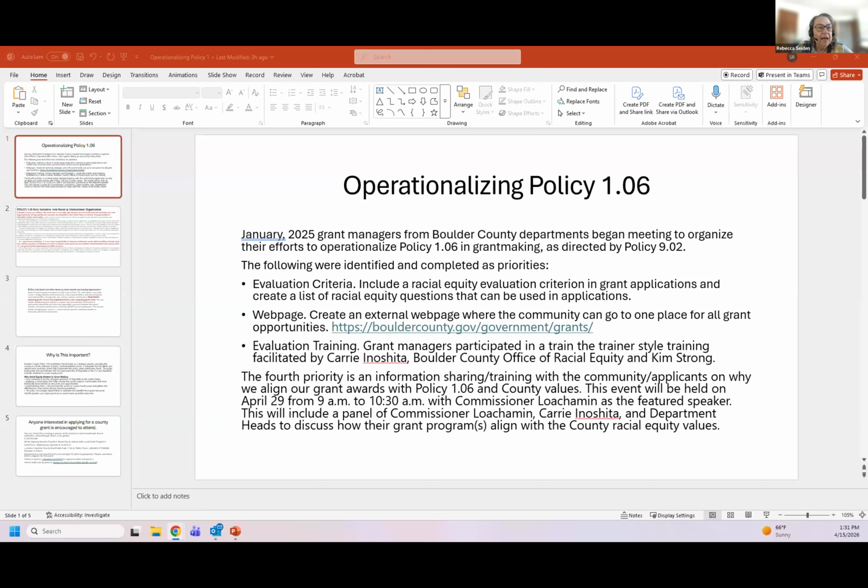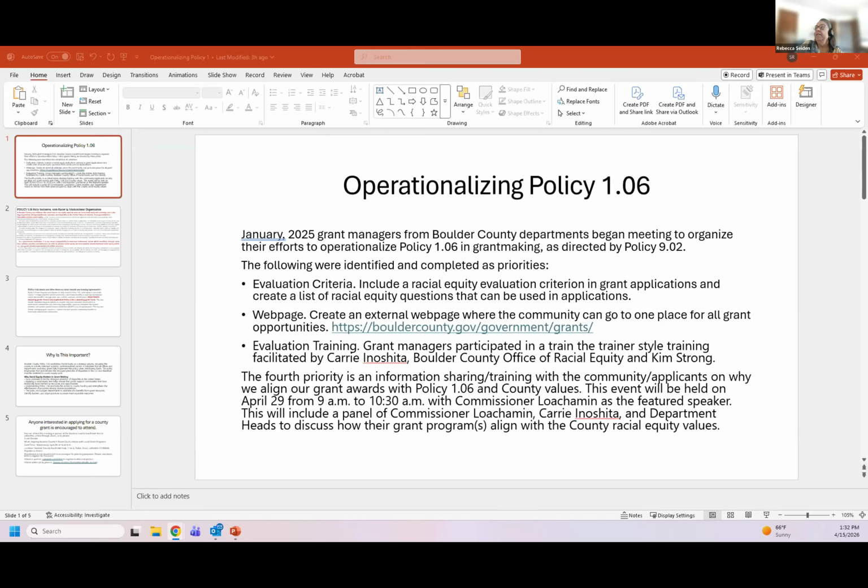My name is Rebecca Seiden. I am one of the grant managers for Boulder County. I run the IDD Mill Levy program, and there is an upcoming training that we're inviting our partners to learn more about how we are operationalizing Policy 1.06. In January of last year, the grant managers started meeting to begin to organize our efforts surrounding operationalizing Policy 1.06 in grant making, which was directed by another policy, which is 9.02. So the following were identified, and we have completed these as priorities.